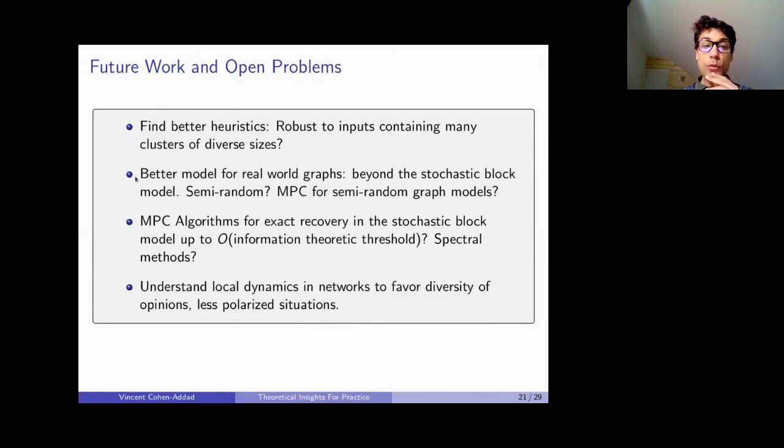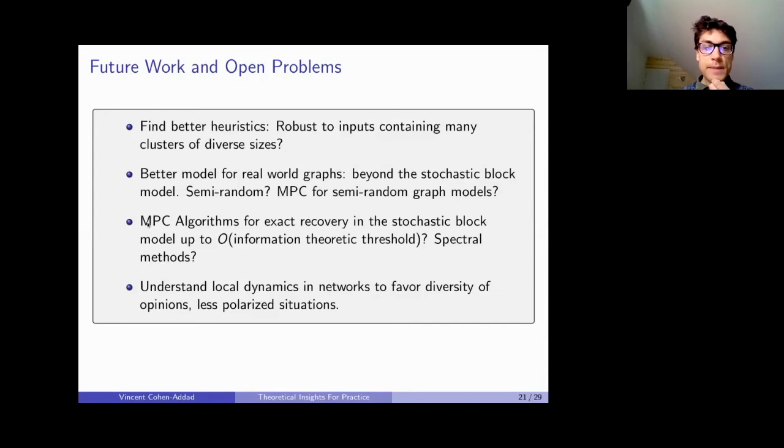Of course, we could also move to a better model for real-world graphs, beyond the stochastic block model, maybe a semi-random graph model, where some adversary can come and corrupt some of the edges. Can we have an MPC, massively parallel, algorithm for this?